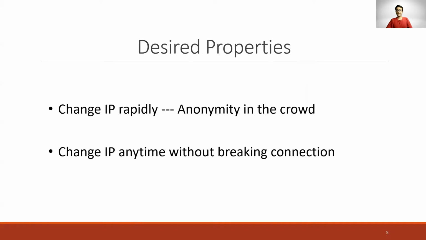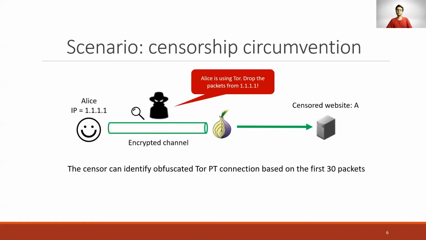The properties we desire are to let clients change their IP address rapidly to provide a sort of anonymity in the crowd. Clients should also be able to change their IP address anytime without breaking their connection. These properties can be useful in a number of scenarios. Let's consider one, censorship circumvention.